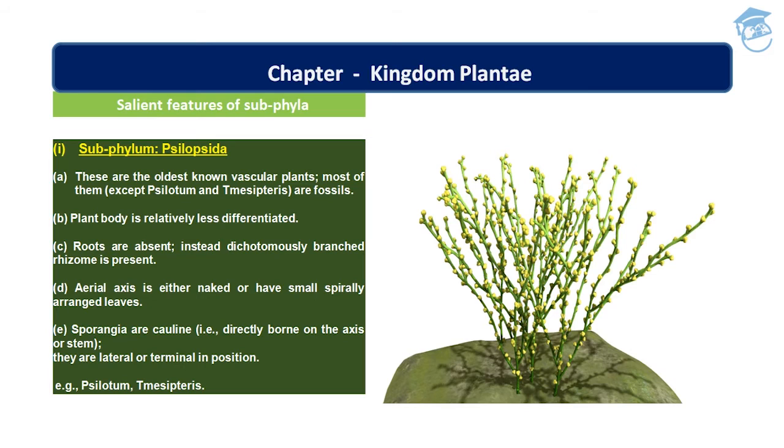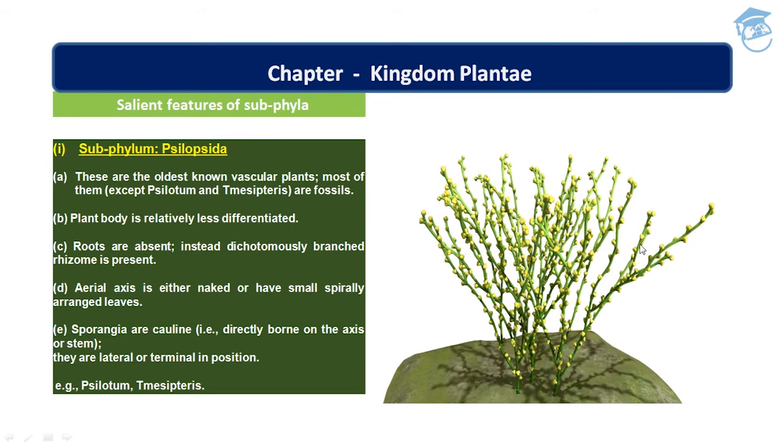Okay, so first is Psilopsida. These are the oldest known vascular plants; most of them, except Psilotum and Tmesipteris, are fossils. So these are the oldest known vascular plants. Plant body is relatively less differentiated. That means you cannot distinguish shoot system. Roots are completely absent. Instead, a dichotomously branched rhizome is present, and the aerial axis is either naked or has small spirally arranged leaves.